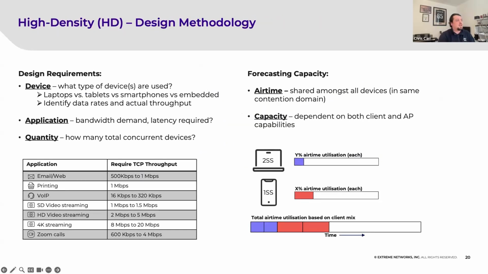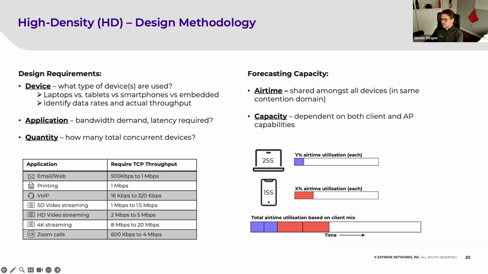So, the method then, how do we go about doing that? Okay, ultimately we need to start with the requirements. We need to speak to our customers and find out what devices they're using: laptops, smartphones, embedded devices. Identify the data rates that they can support, and look at the actual throughput that they might be able to support.